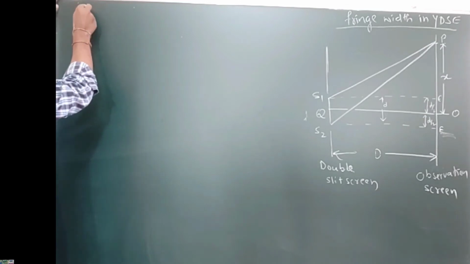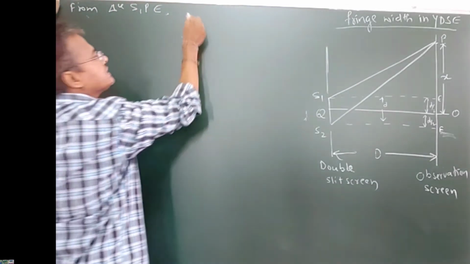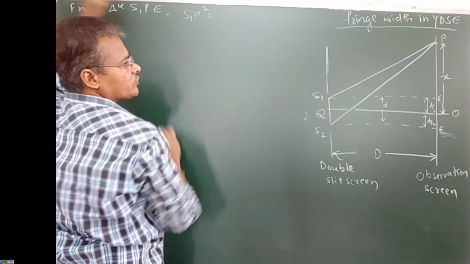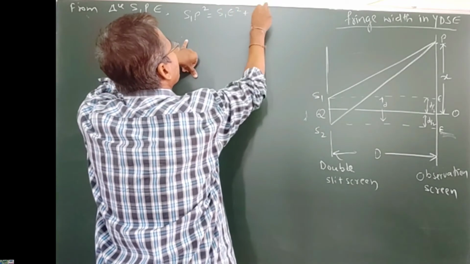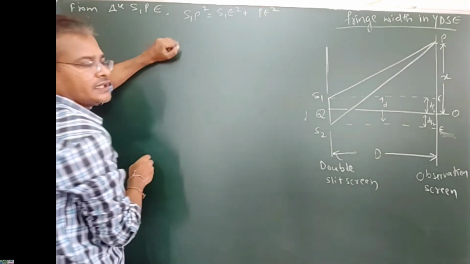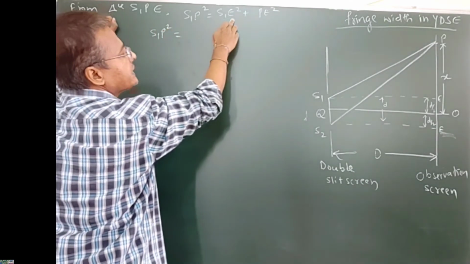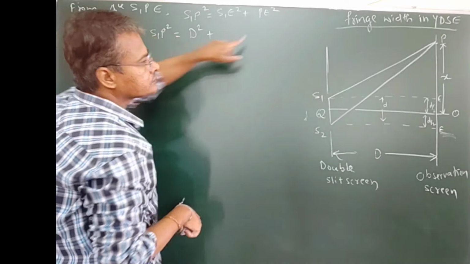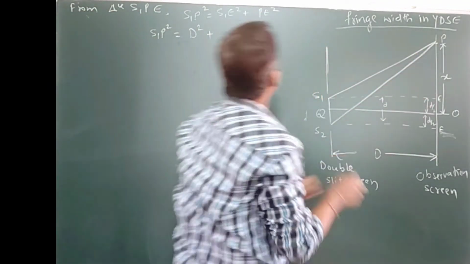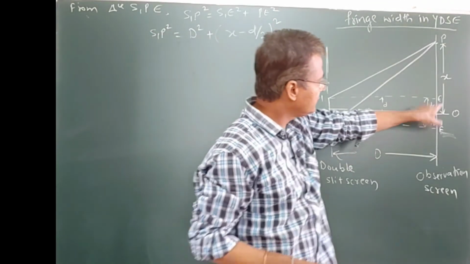See, this is the hypotenuse from triangle S1PE we are taking. So S1P is the hypotenuse. Hypotenuse square equals S1E square plus PE square. S1P square equals S1E square, which means S1 to E is d, so d square plus PE. P to E means x minus d by 2, the whole square, because this much we have to subtract.